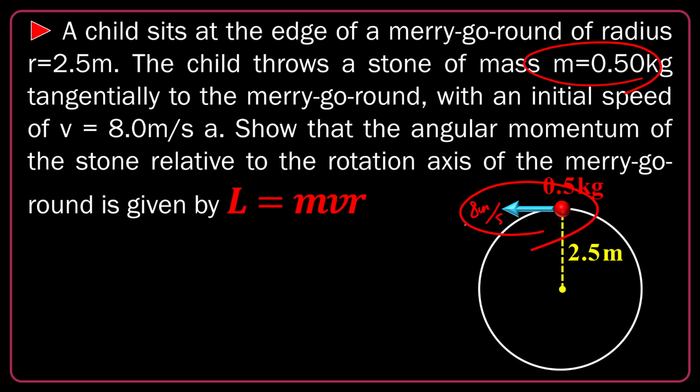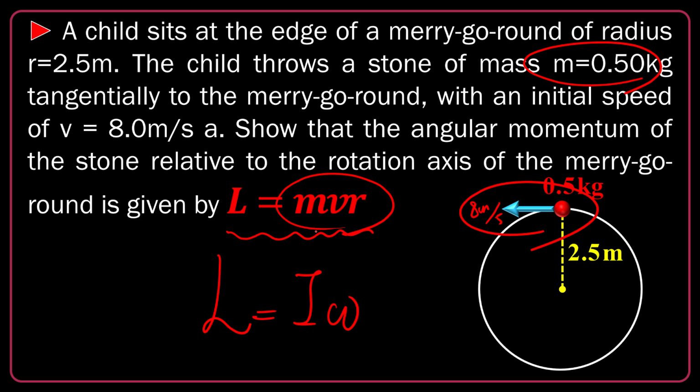Show that the angular momentum of the stone relative to the rotation axis of the merry-go-round is given by L equals mvr. So we are going to show that L, rather than I omega, is also mvr, but not for everything. It's just for a point mass like a stone.